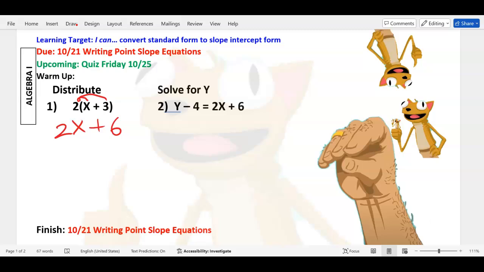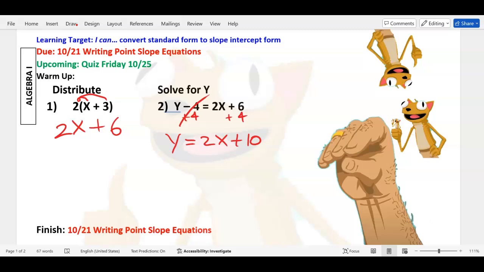Is y by itself on the left? No, I have a minus 4 that needs to go away. So I do the inverse operation, the opposite. What's the opposite of minus 4? Plus 4, right? So to get rid of that minus 4, to get y by itself, I add 4 on one side. I must add it on the other side. Scratch that out, and now I just have y equals. Now I'm adding the 4 to the 6 because they're both regular numbers, constants, okay? So the 2x comes down, and 6 plus 4 is 10.